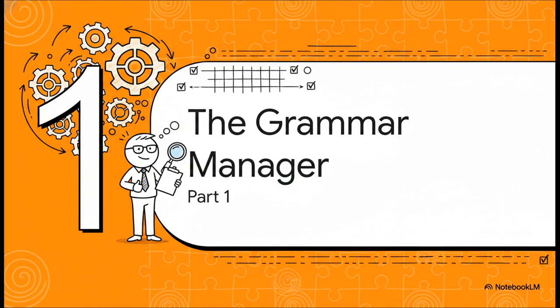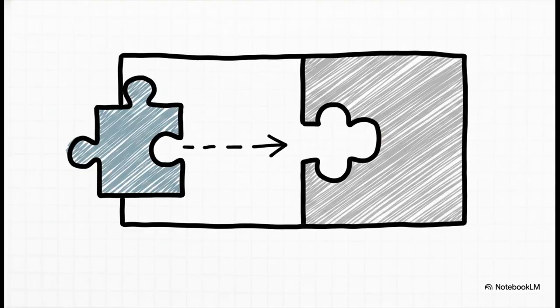Okay, first up, let's meet our first character. I want you to picture the grammar manager. This is the ultimate rule follower, the meticulous, clipboard-carrying supervisor of language. Its one and only job is to make sure every single word is grammatically correct and fits just perfectly into the sentence. So this grammar manager, its official, kind of fancy title is Inflectional Morphology.